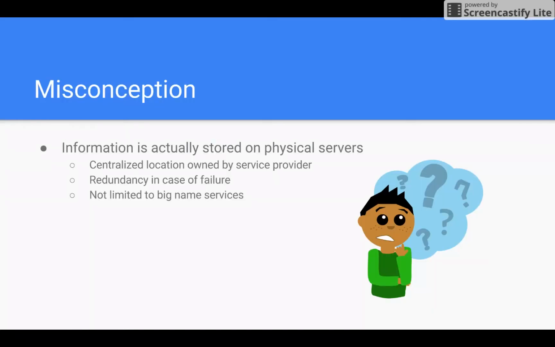So there's a misconception when it comes to cloud computing. The idea is that there's information just on the internet, in the clouds. Well, this is not the case. Cloud computing makes information be stored on physical servers that are in a centralized location owned by a specific service provider, for instance, Google, Microsoft, or Apple.